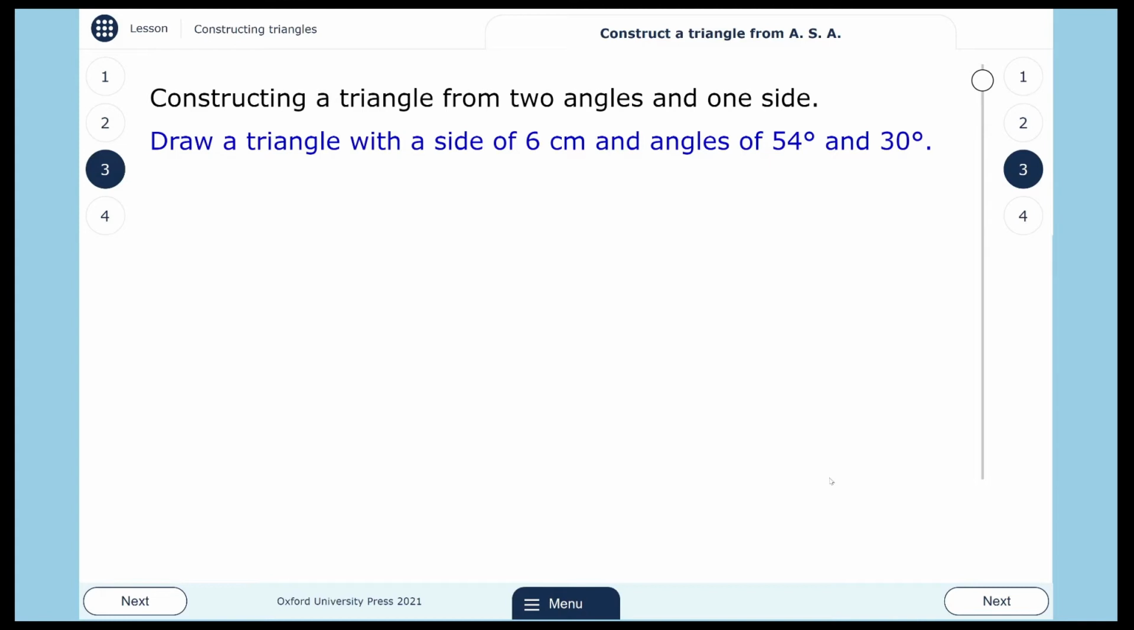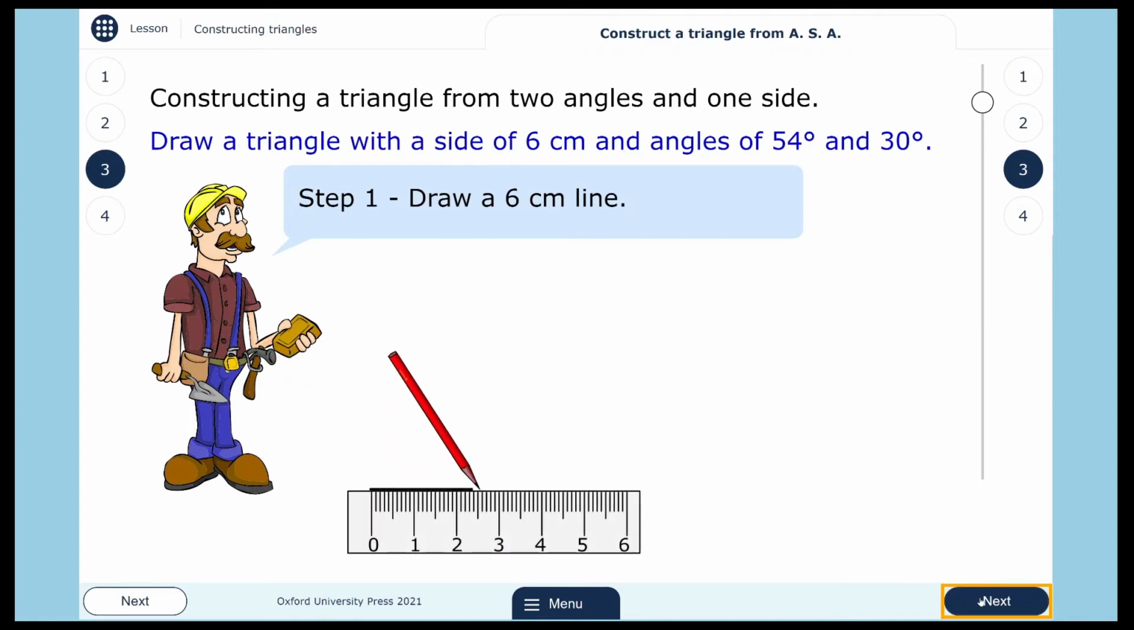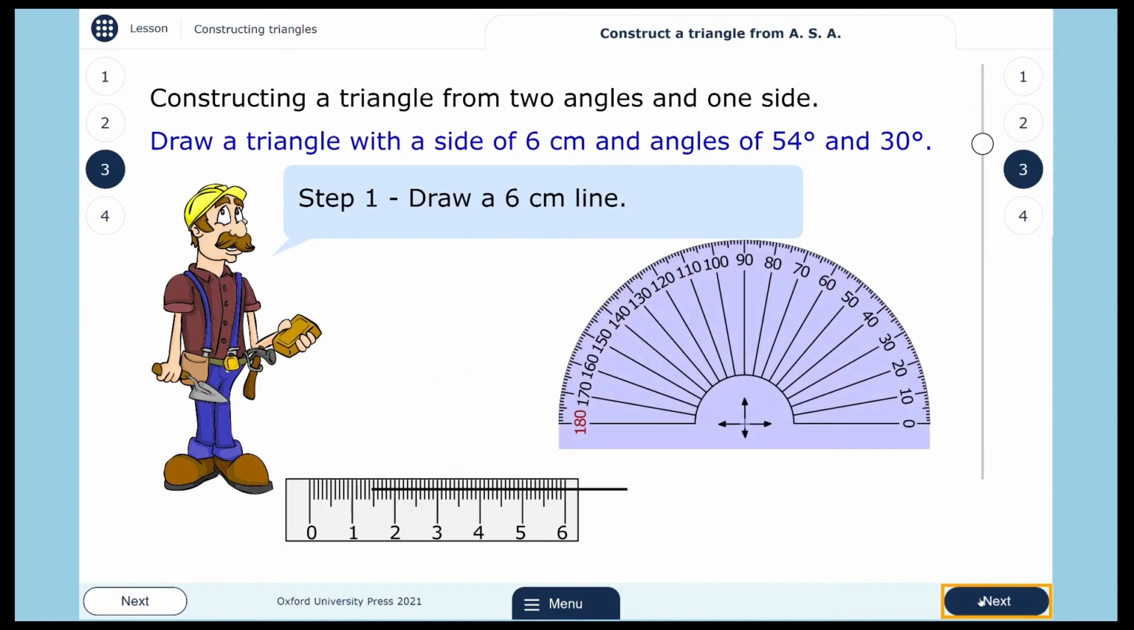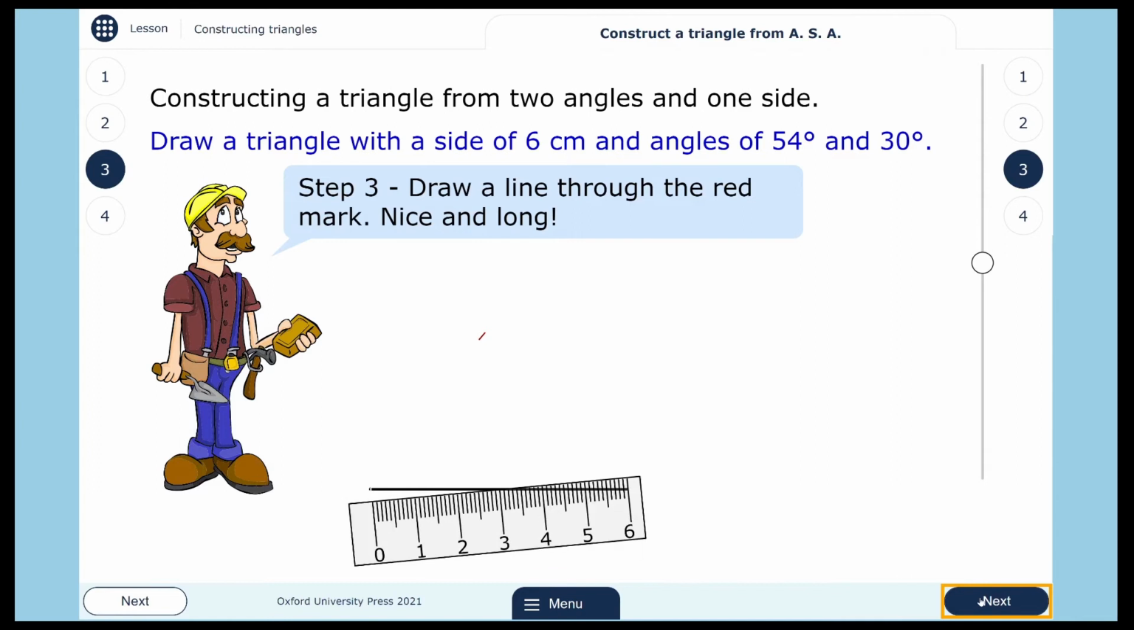The second type of triangle you'll be asked to draw is where you're given 1 length and 2 angles coming out of either side of it. Start off by drawing the 6 centimeter line in our case that we're given. We can then measure one of the angles from the left side, so the first one we're given is 54 degrees. We can put a mark and extend a line which goes through that point.